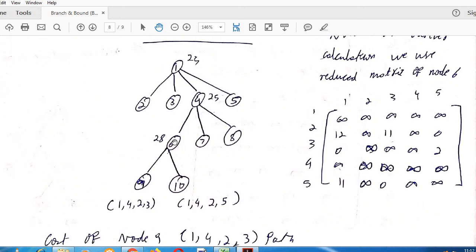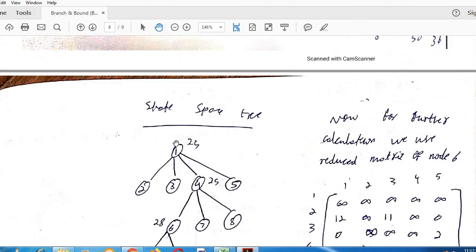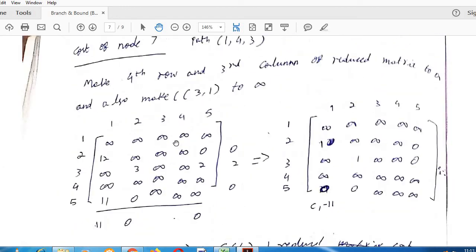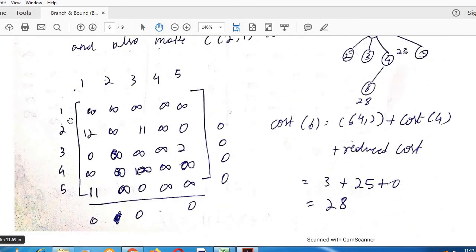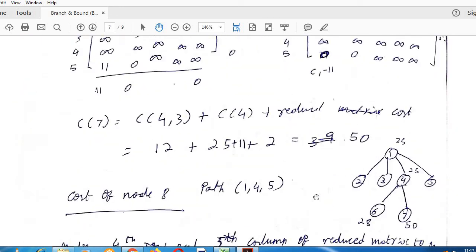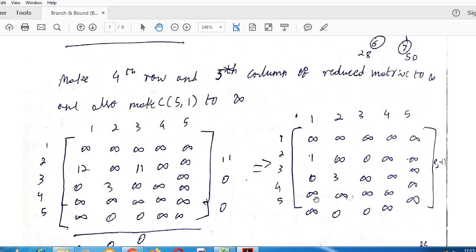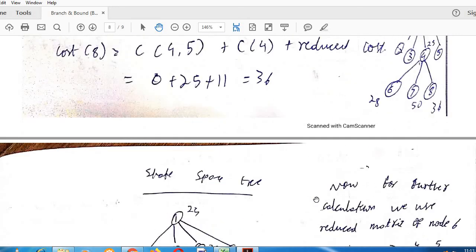So here I will consider the reduced matrix which was used to find out the cost of node 6. The reduced matrix of node 6 is this. I will use this to find out the cost of nodes 9 and 10.